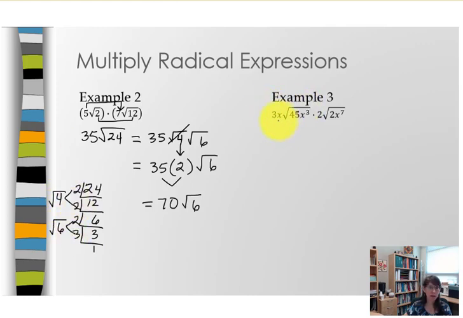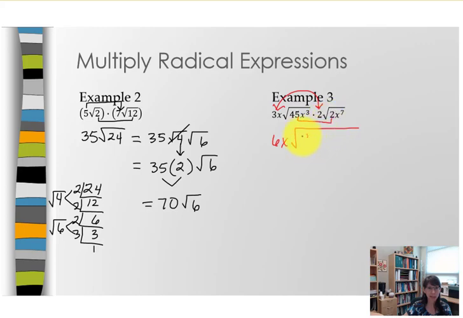For example 3, we have 3x times square root of 45x cubed multiplied by 2 square roots of 2x to the 7th. So the terms that have cleared the radical are going to be 3x multiplied by 2. That gives us 6x. Now we're going to multiply the terms that are under the radical. Because these are both an index of 2, in other words, square root, that's what's allowing us to multiply those radicands together. So I know I'm going to still have some product under the square root.